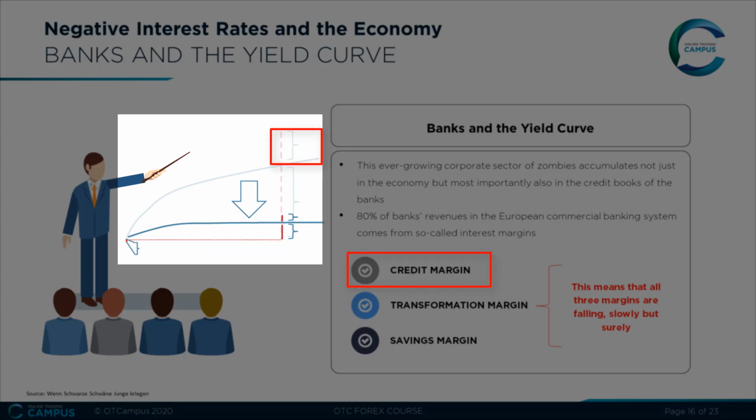What about the credit margin? When you look at this shape of the yield curve, you'll find that the credit margin is really independent of the shape of the yield curve. Normally, the credit margin should go on top of the other margins. Today, the problem is that also the credit margin is decreasing.